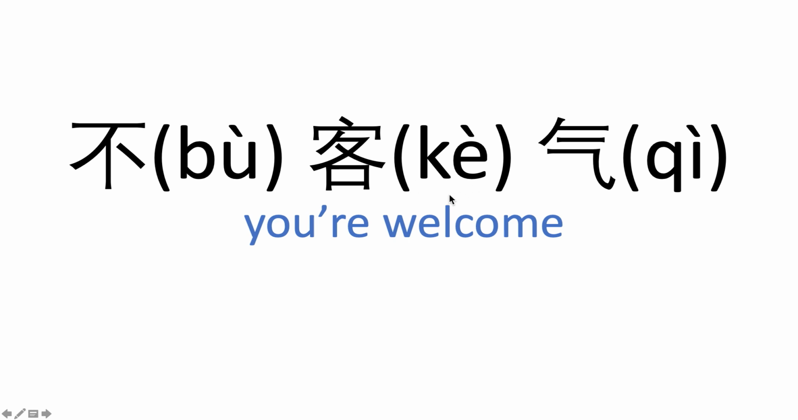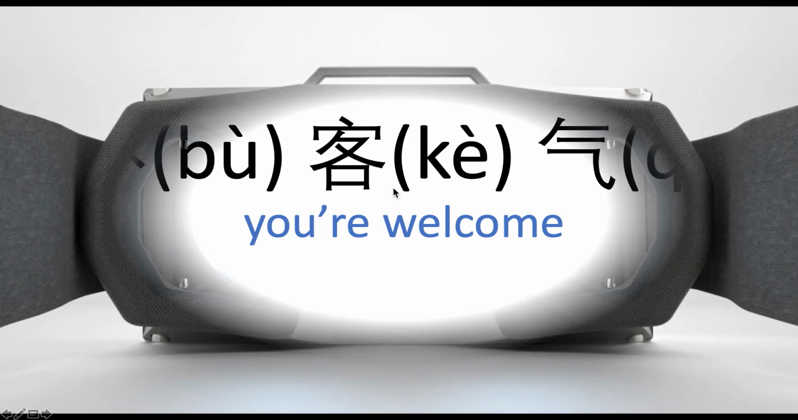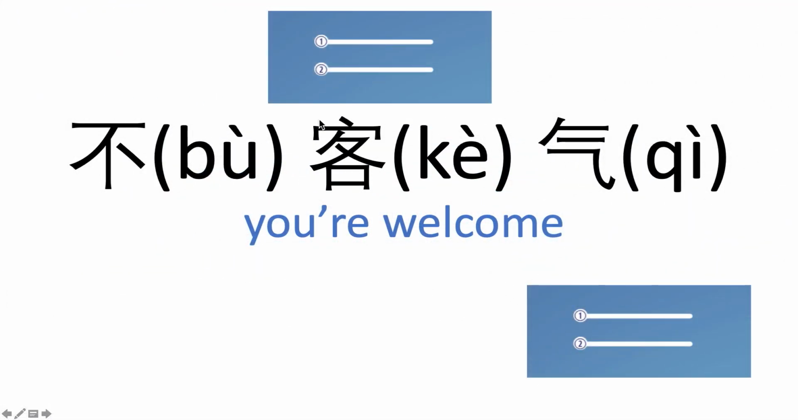Bu keqi, it means you're welcome. So how do you write ke? Let's put on the goggle. Do you see now? Yes, it is a top to bottom structure. So you write dot, dot, horizontal, one turn, left swing, horizontal, left swing, right swing. And then the bottom is straight down, horizontal, one turn, horizontal. That's correct. Qi, how do you write qi? Qi is also a top to bottom structure. Left swing, horizontal, flying hook. That's correct. It's a flying hook.